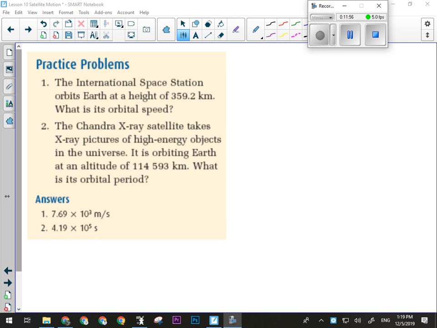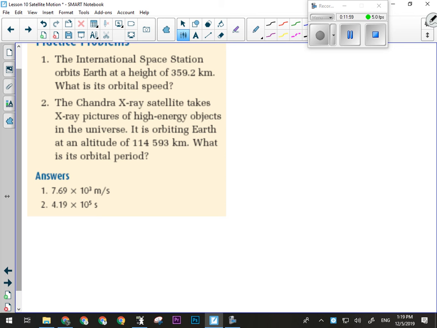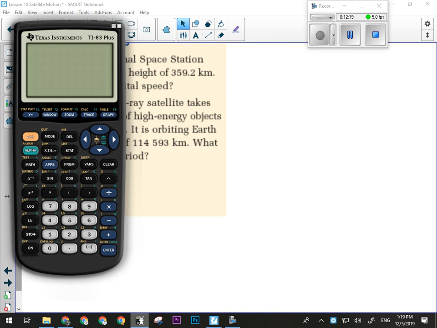All right, let's have a look at this one. So we have the X-ray satellite taking pictures of the universe. It's orbiting the Earth at an altitude of 114,593 kilometers. So first off, I need to change that to meters, and then I have to add it to the Earth's radius. So I'm going to have here to start off with 6.38, because we're using the textbook numbers here, E6, plus 114,593, and then putting it in meters means 3 more zeros on there. Oh, that's supposed to be a plus.